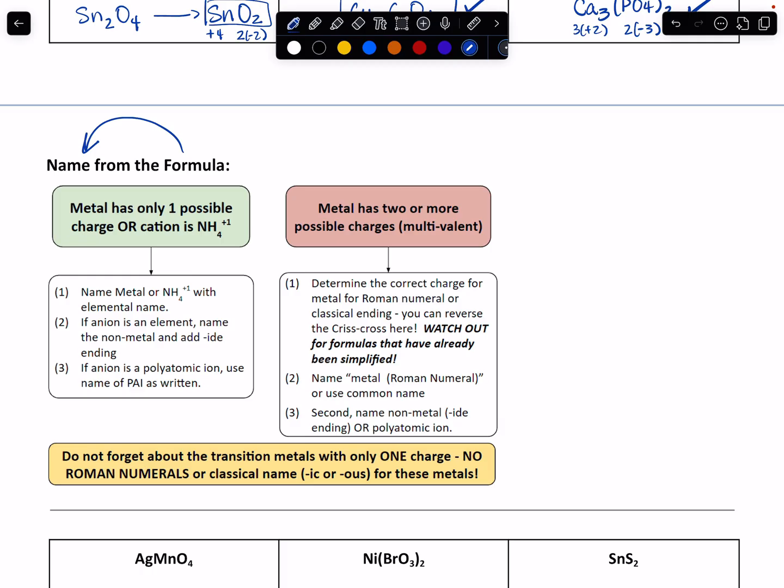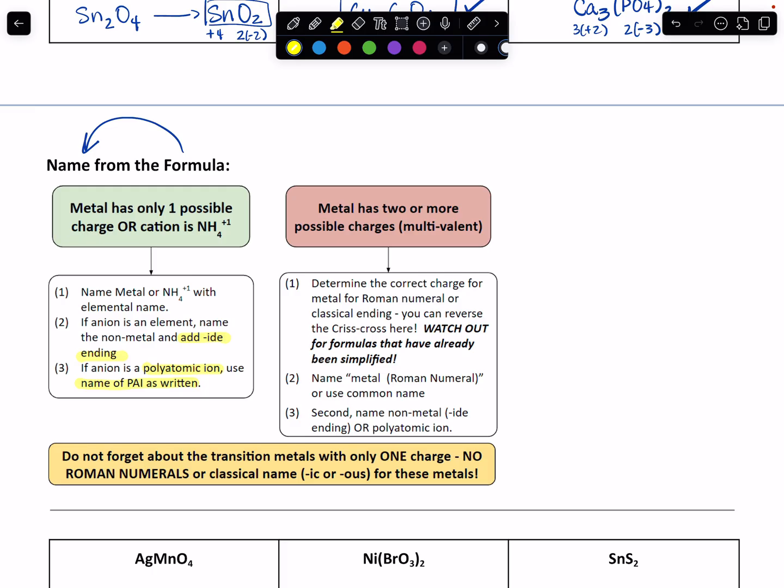The second half of the name is going to be the non-metal portion. If the anion is an element, then you take the root of that element's name and add an -ide ending. So fluorine becomes fluoride, chlorine becomes chloride, nitrogen becomes nitride, sulfur becomes sulfide. You're taking the root of the name, dropping the ending and swapping it for -ide. If the anion instead is one of your polyatomic ions, you just use the name as is. So if it's nitrate, you just write nitrate. If it's phosphate, you just write phosphate. You don't change anything about the polyatomic names.